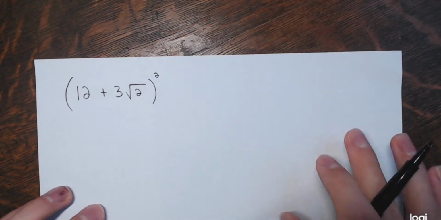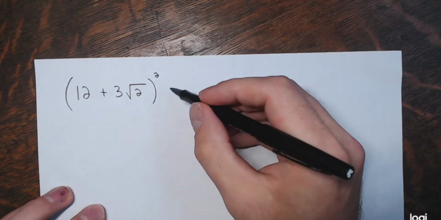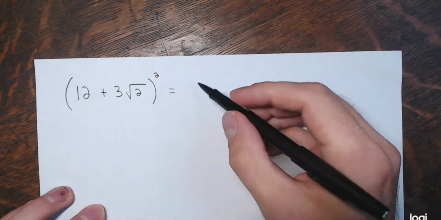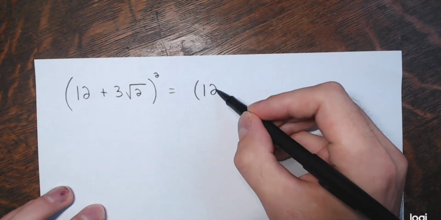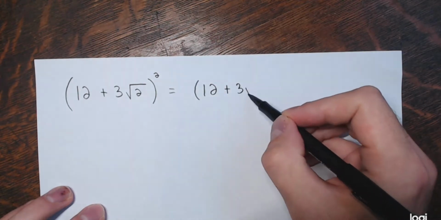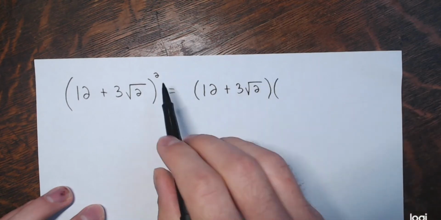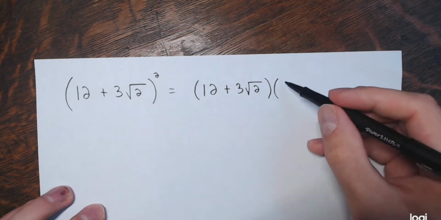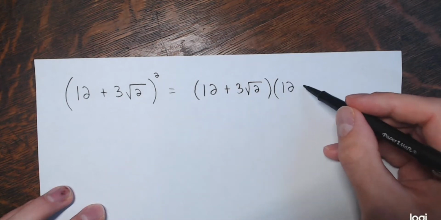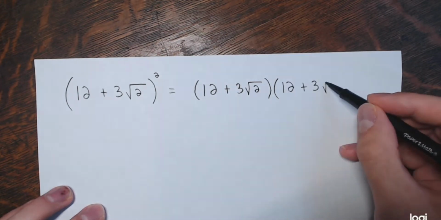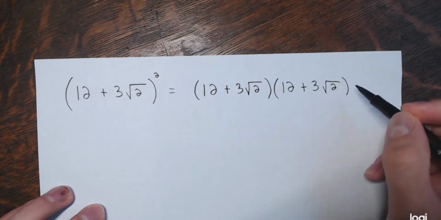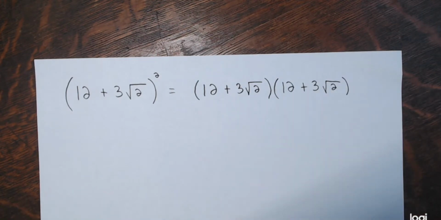Okay, so again, what this means is that you're taking this expression, 12 plus 3 times the square root of 2, and multiplying it by itself, right? You're squaring it, multiplying it by itself twice here. So this is 12 plus 3 times the square root of 2 times 12 plus 3 times the square root of 2.